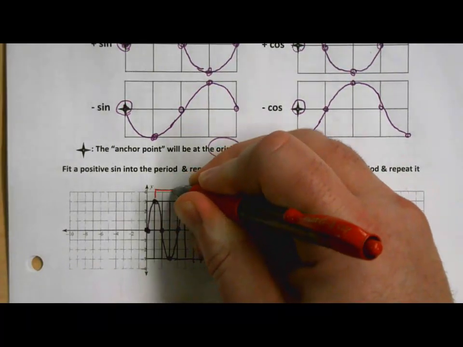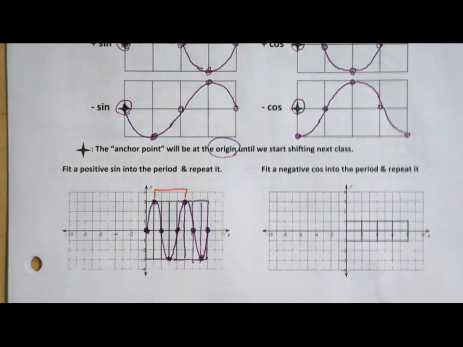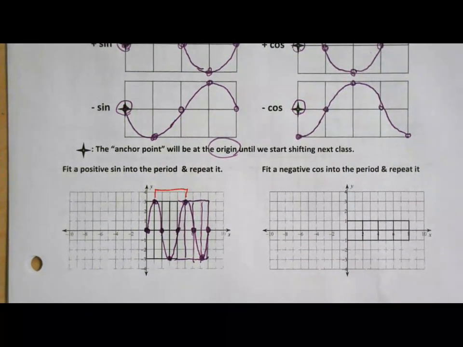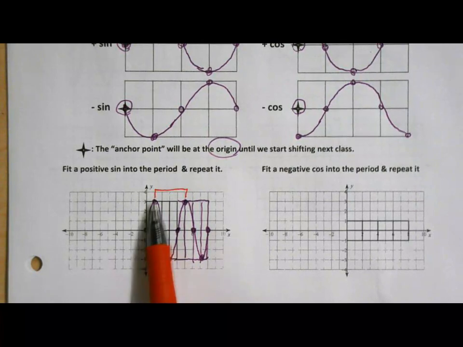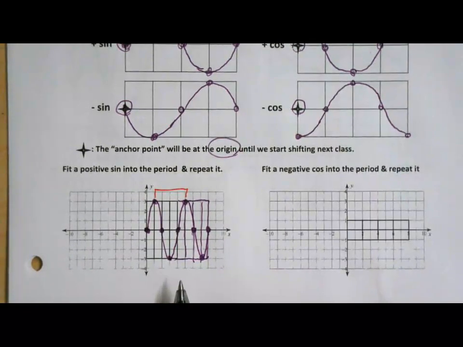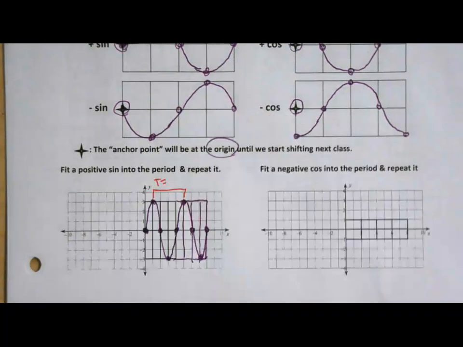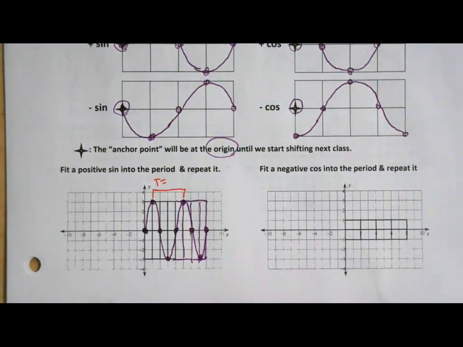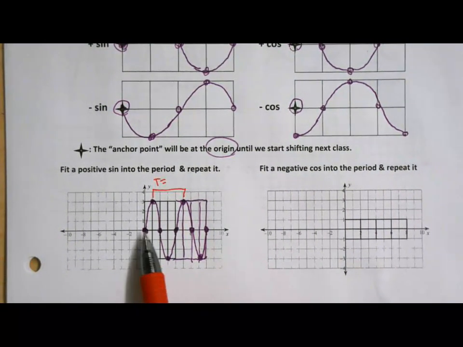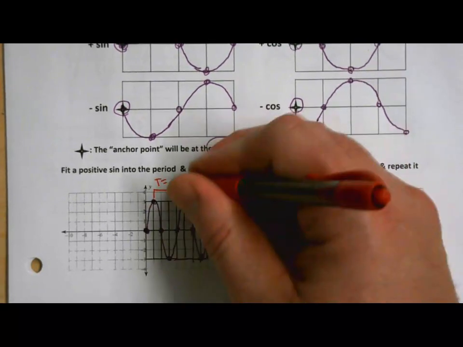If I measure from one feature on a graph to the next time that same feature repeats, when I say feature, I'm talking about something like a max or a min, that should be one period. That is the width of one cycle. So T in this case is what? Looks like we're going up by one. So 1, 2, 3, 4. So our period is 4 here. That means that every 4 units I'm going to have another max.